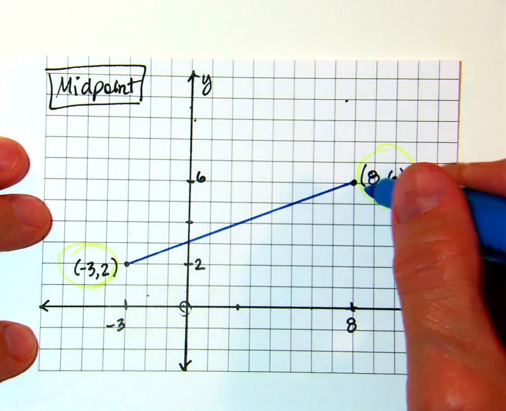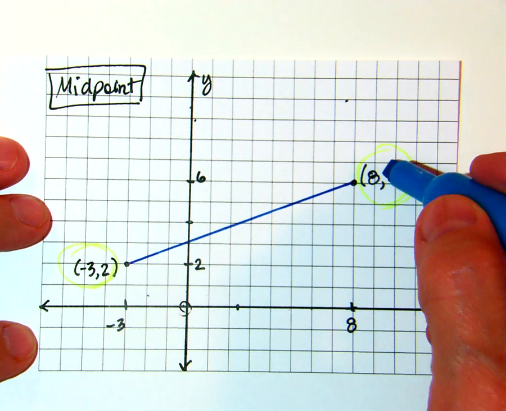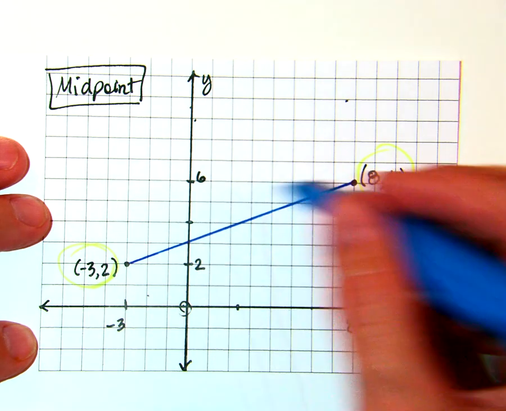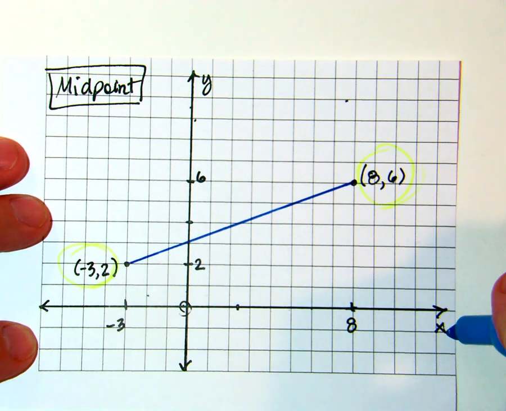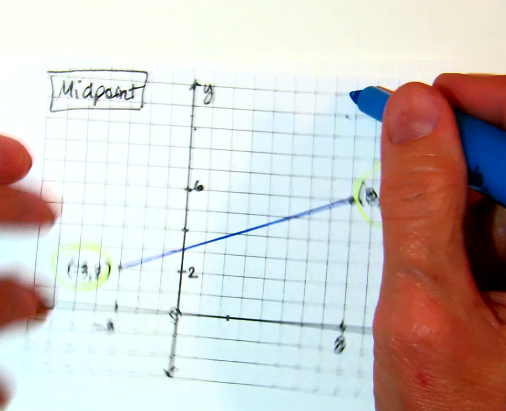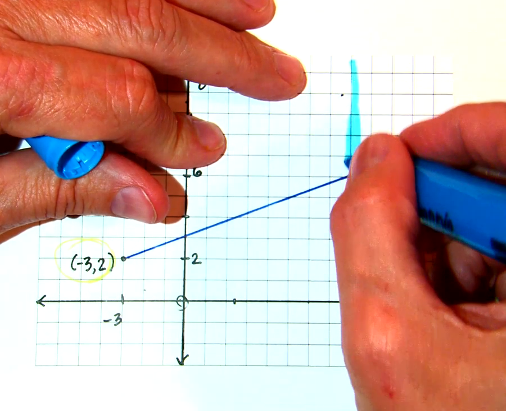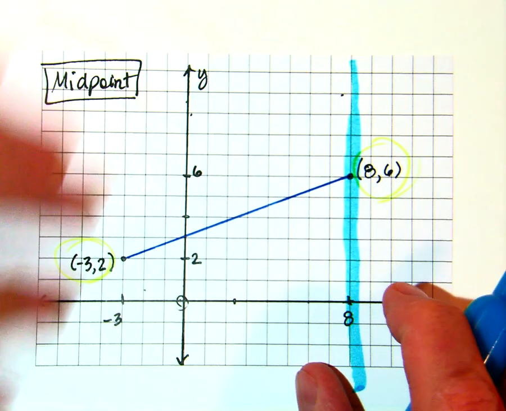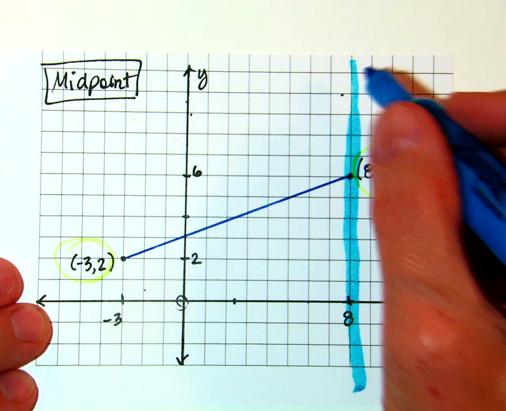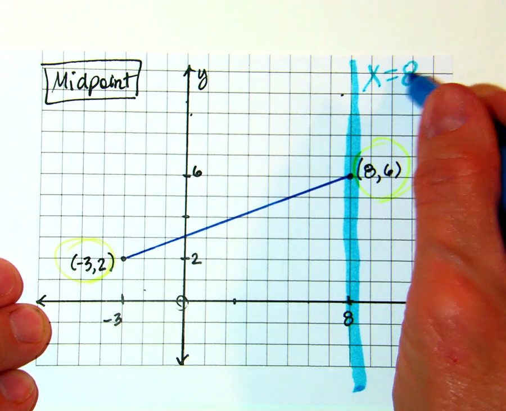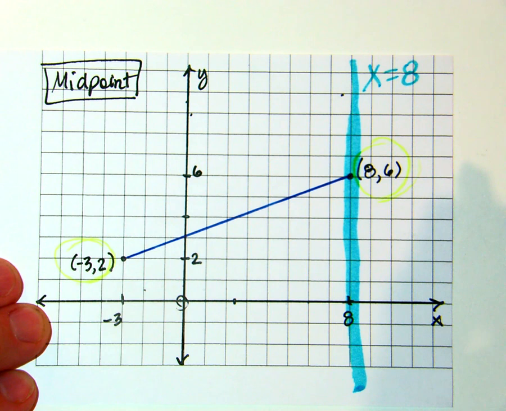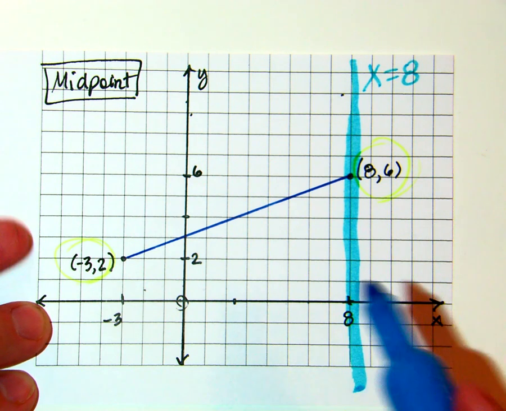Okay, the right endpoint is 8, 6, and I'm talking left and right. That's going to be the x-coordinate, and the x-coordinate is 8. And you notice that all along this line, the x-coordinate is 8. It's always 8 here. Down here on the axis in particular, it's 8. We'll get back to that.